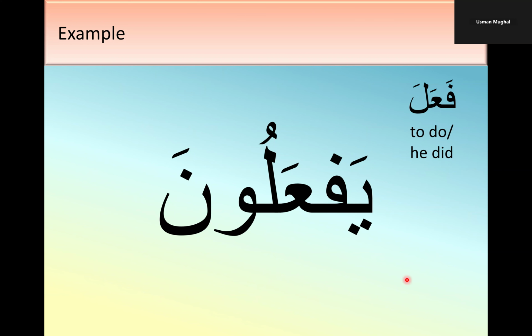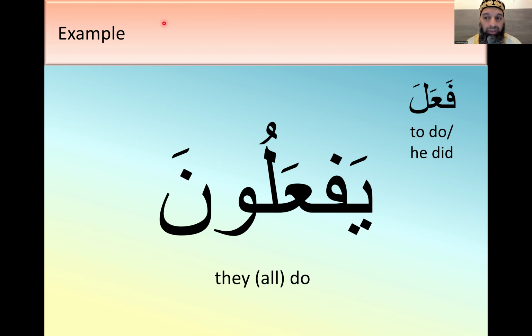Okay, something's gone wrong with my camera, but I'm just going to continue. It's not picking it up. I think you can't see me right now. So yaf'aluna means they all do. My camera's gone funny. Zoom is unable to detect the camera, so don't worry about it. Let's see if I can do something to it. Okay, it's appeared again. I don't know what happened there.